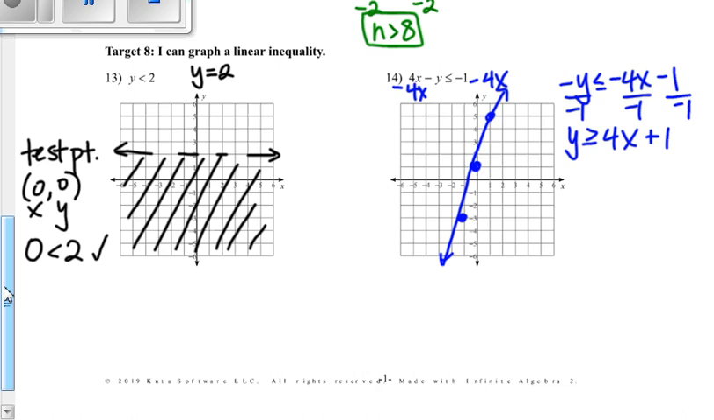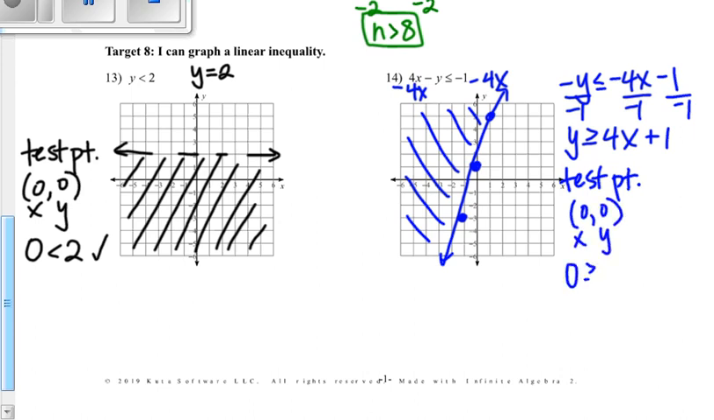And then it says y is greater than, so we're going to shade above this line. If you wanted to use a test point, such as (0, 0), you would plug in 0 for x, 0 for y in that equation, actually in either of the equations. And it says 0 is greater than or equal to 1, which is not true, which is why we shaded the opposite side.